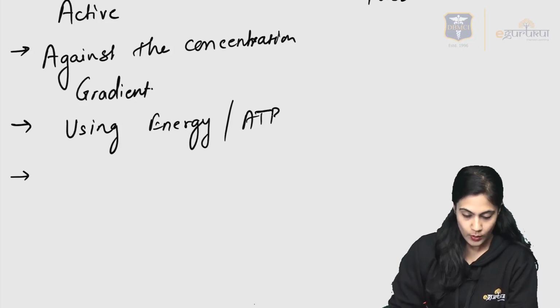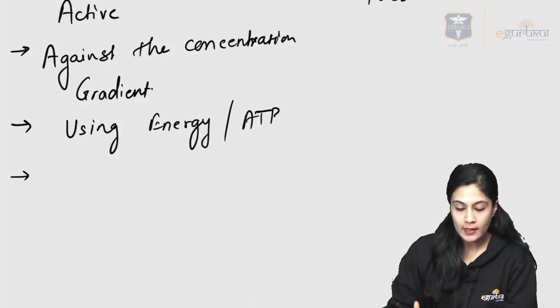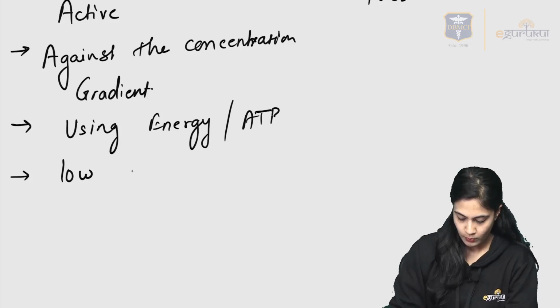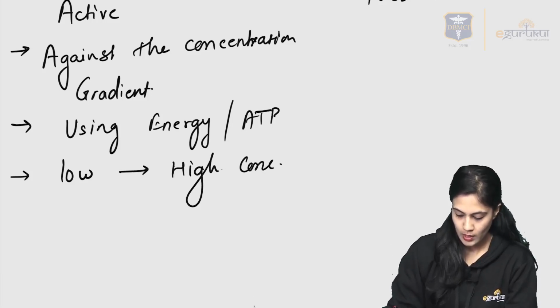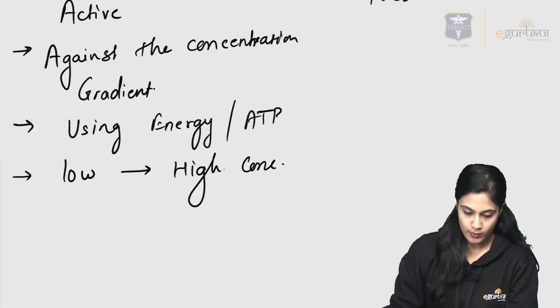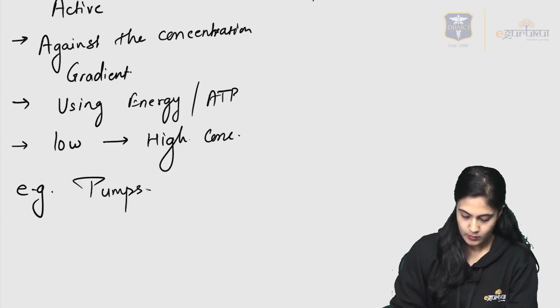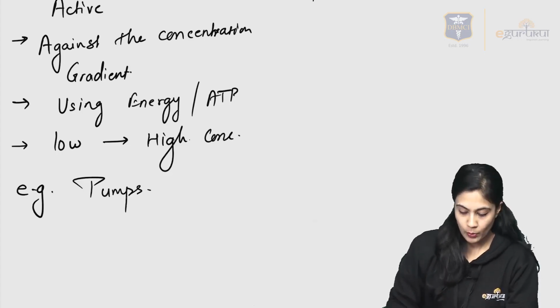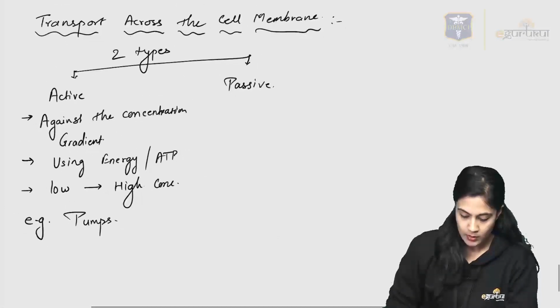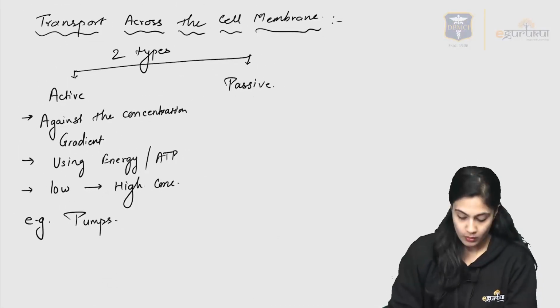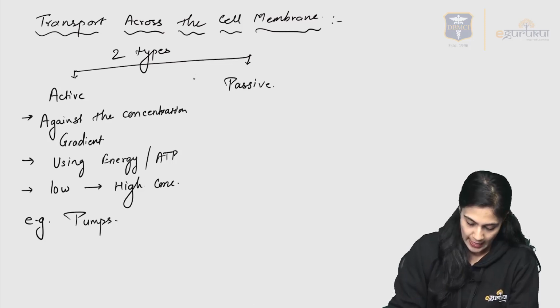And how is it going against the gradient? What do you mean by against the gradient? It is going from low to high concentration, right? And it is using ATP, for example, the pumps. Don't worry, we are going to discuss each thing in detail because it is a very crucial topic. So this is about the active system.